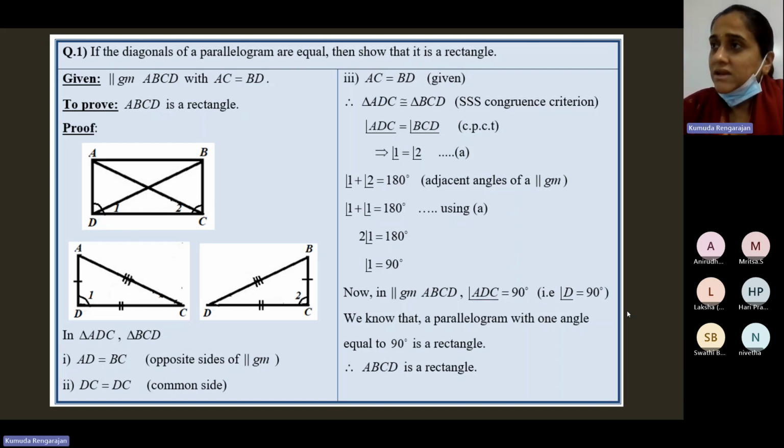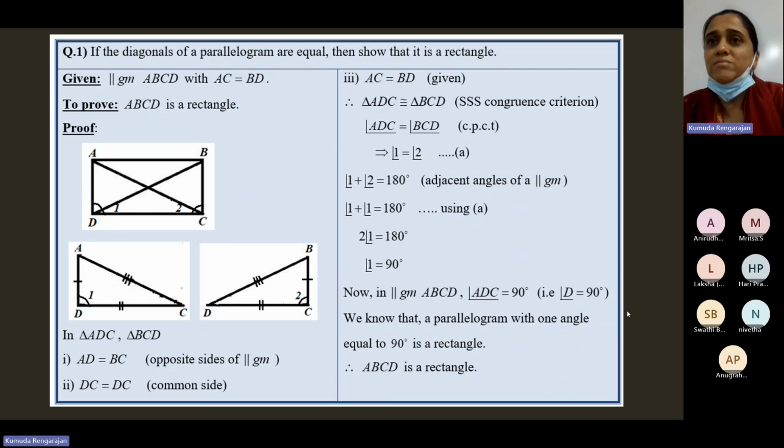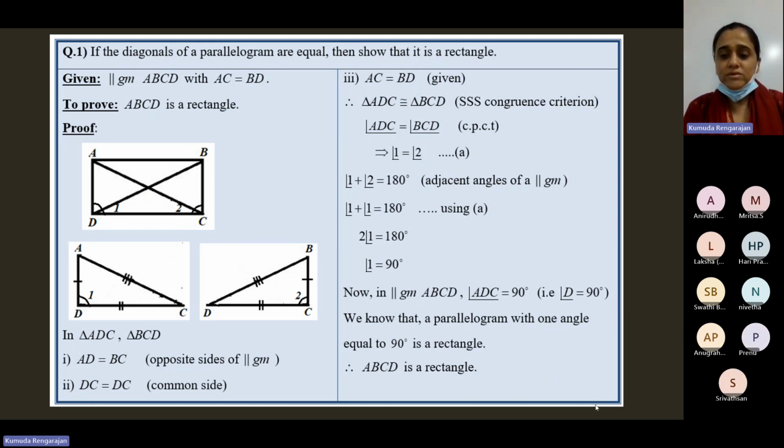In a parallelogram, diagonals are unequal. If the diagonals of a parallelogram are equal, then it is a rectangle. It is a parallelogram because we know a rectangle is a special parallelogram. So if the quadrilateral is identified as a parallelogram, diagonals are unequal. But in a parallelogram, if we notice that the diagonals are equal, then it's a rectangle. So this is the proof for the statement. If the diagonals of a parallelogram are equal, then show that it's a rectangle.